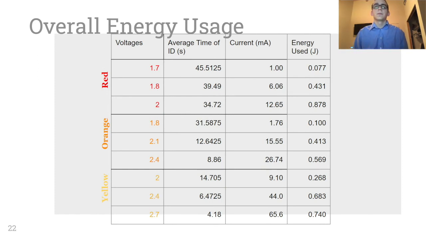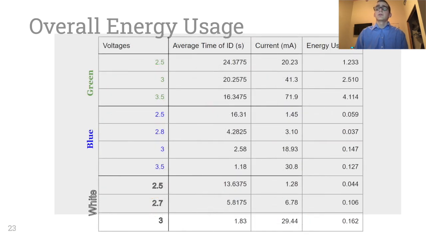And here's that data. So here's the first set, where red was fairly low in its energy usage, everything being under 1 joule of energy used. Orange, similarly, everything was under 1 joule of use, ranging from 0.1 joules to 0.569 joules. Yellow, along the same lines but a little bit higher, also had 0.268 to 0.74 joules being used. For green, blue, and white, we see our first energy usage above a joule, with green operating at around 1.233 joules to 4.114 joules.